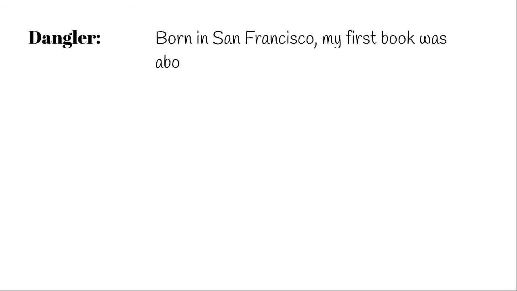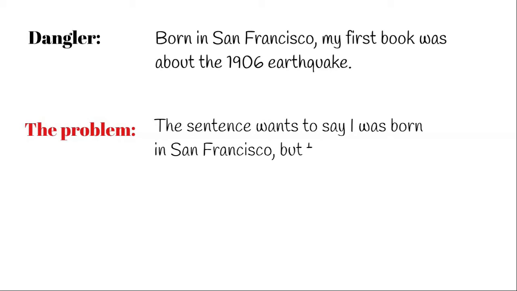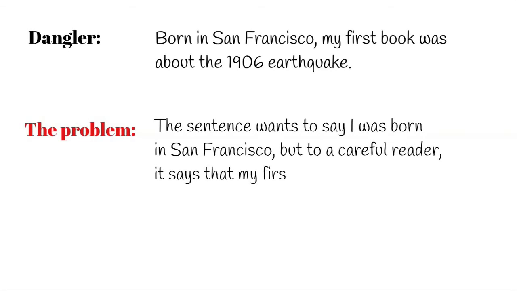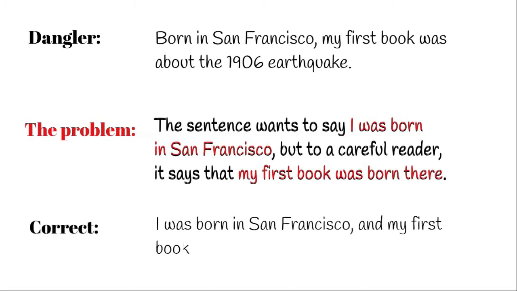Let's look at another example. Dangler: Born in San Francisco, my first book was about the 1906 earthquake. Now, this is the problem. The sentence wants to say I was born in San Francisco, but to a careful reader, it says that my first book was born there. Correct: I was born in San Francisco and my first book was about the 1906 earthquake.